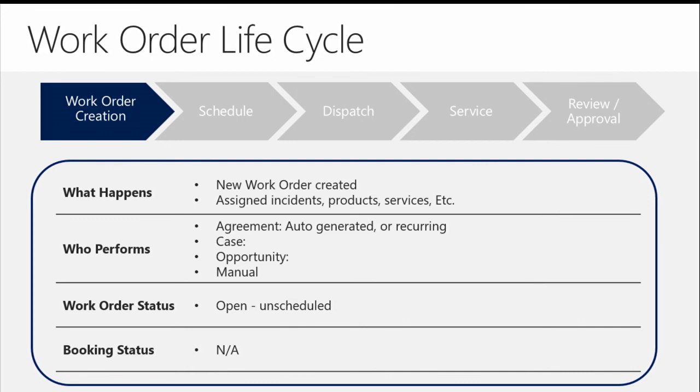Regardless of how it's created or who created it, typically a work order is going to come in with a status of open and unscheduled, meaning that it's not necessarily been assigned to a technician at this point. It's waiting for us to schedule in the system. Now, there's usually not any bookings associated with it at that point because we don't know who's responsible for anything, because at this point, the work order has not been scheduled or defined in the system. So now we would move on to the scheduling process.